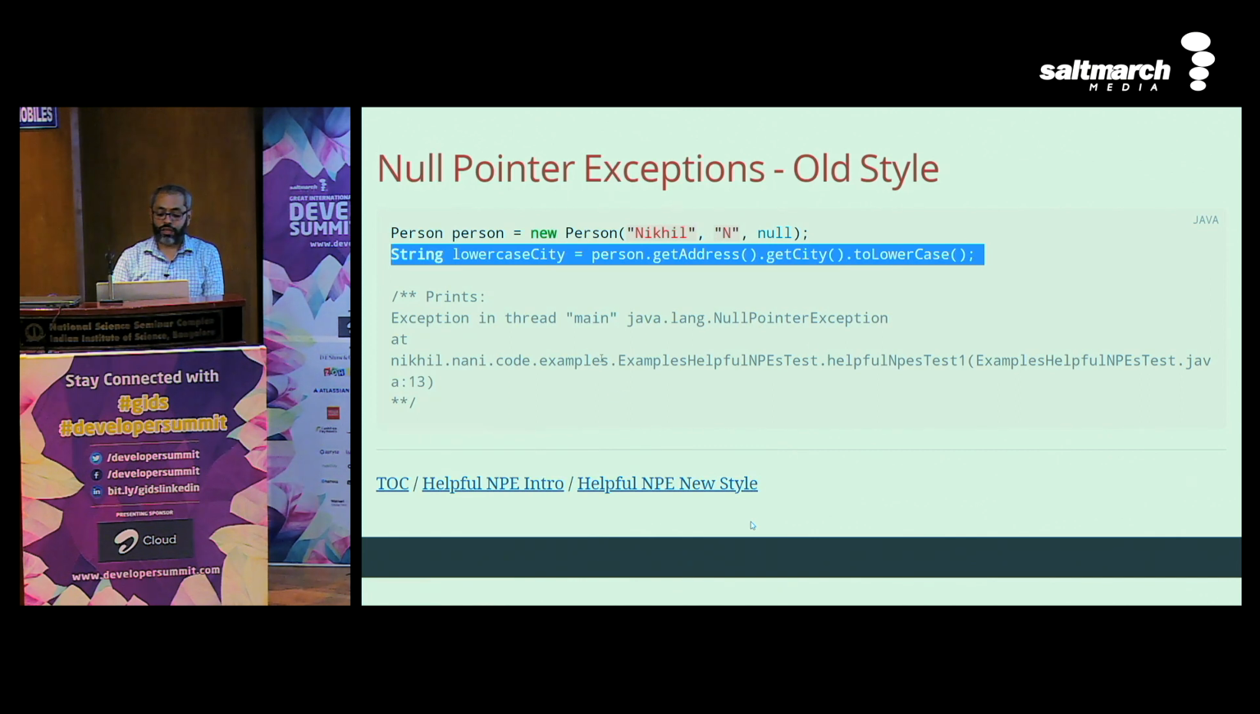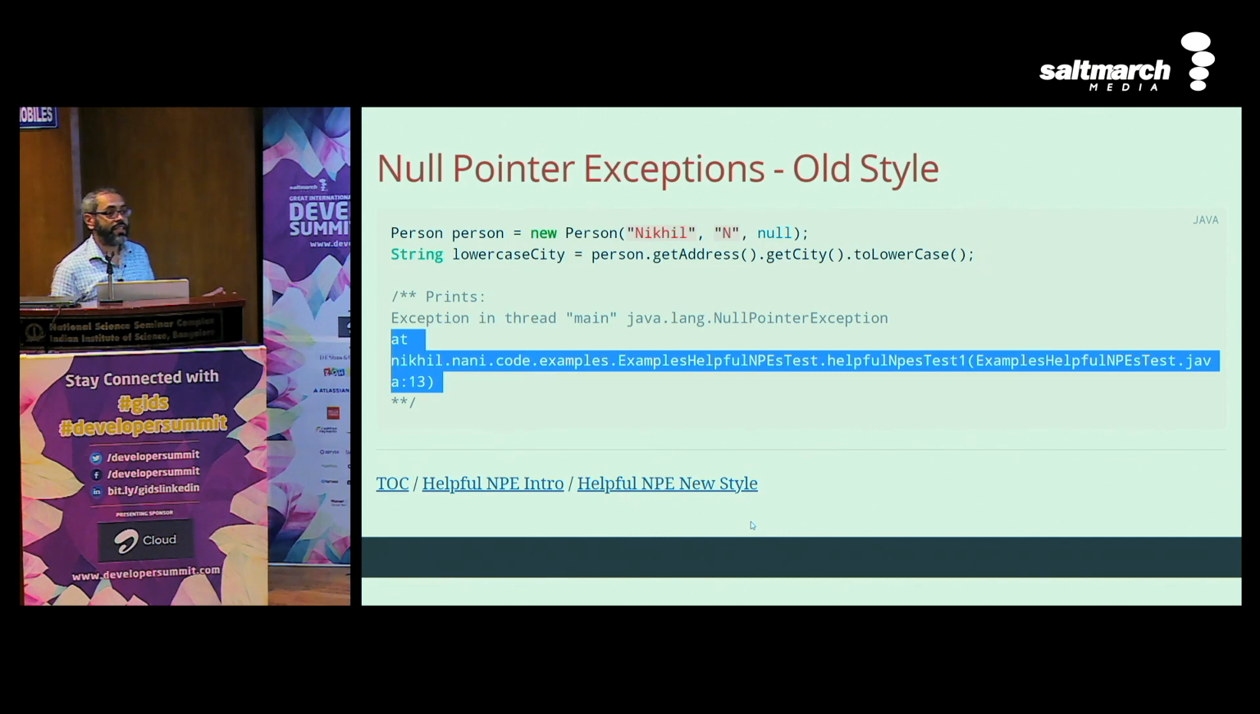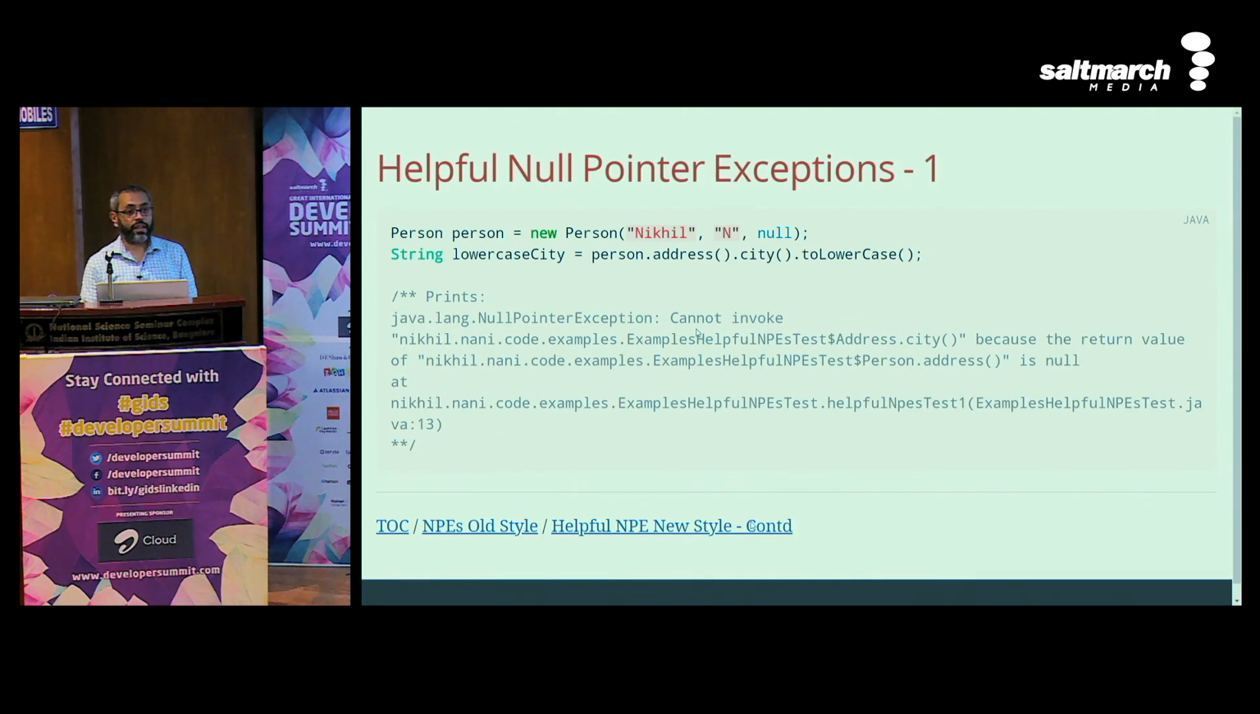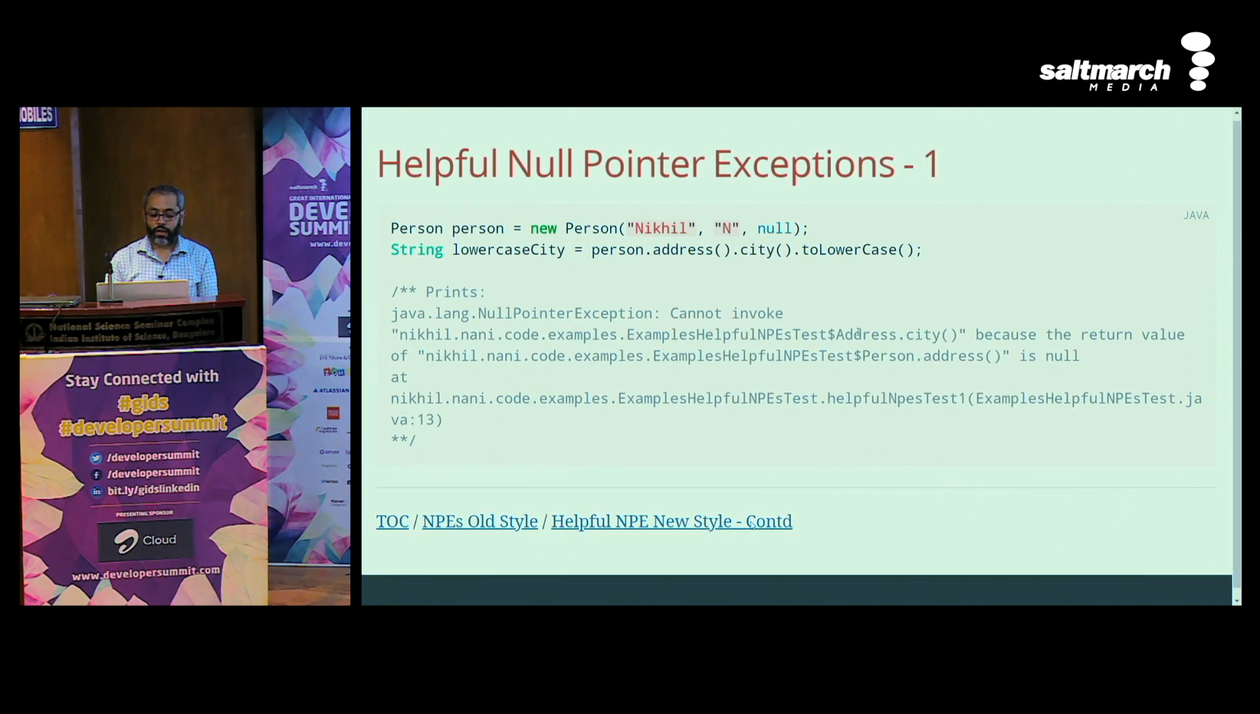When there's an exception, it only says that, hey, there's a null pointer exception at line 13. Go figure, right? But now in the new style, you can see that it's much more helpful. It tells you that address.city cannot be invoked because person.address is null. So it's up to that granular level of detail, and that's super helpful.